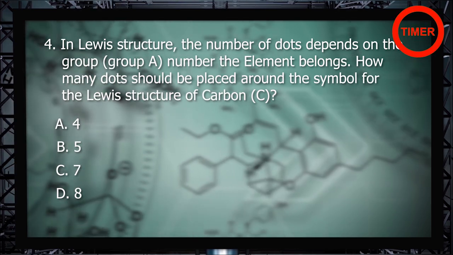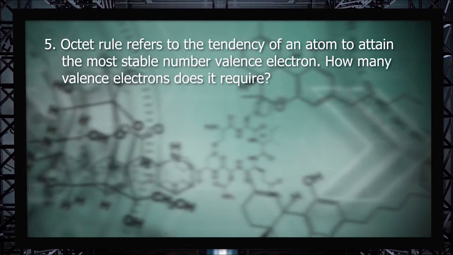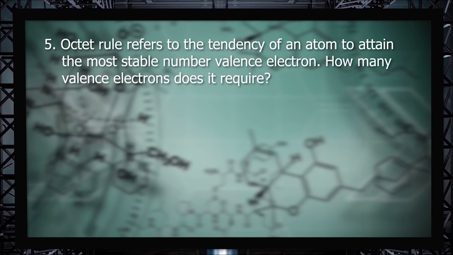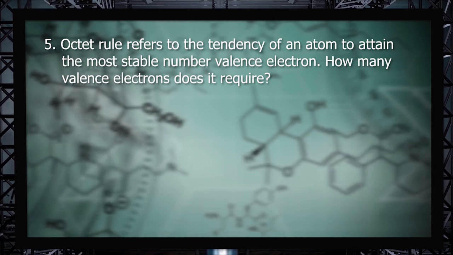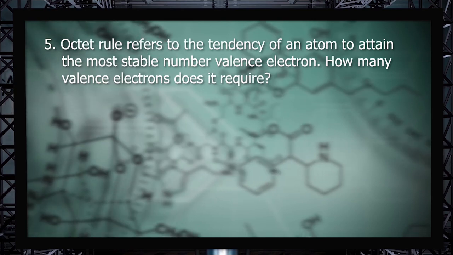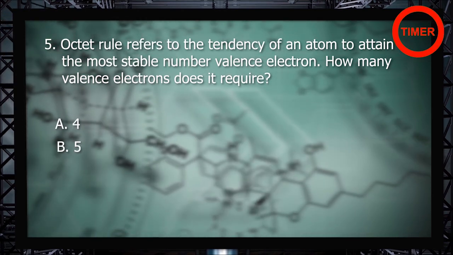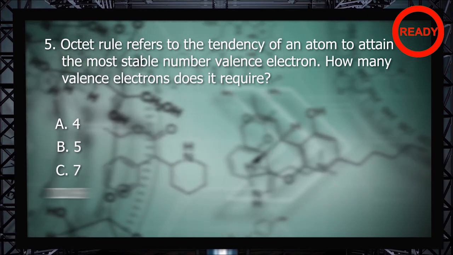Number 5. Octet rule refers to the tendency of an atom to attain the most stable number of valence electrons. How many valence electrons does it require? A. 4. B. 5. C. 7. D. 8.